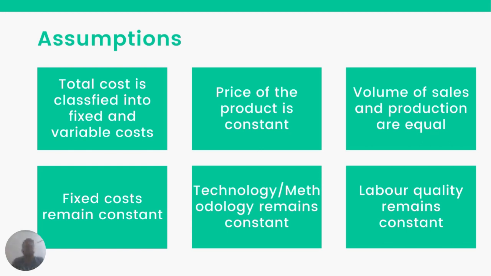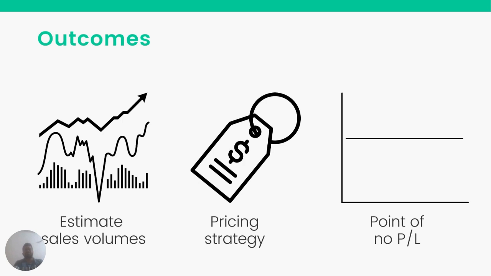And the labor quality remains constant, meaning that the efficiency with which employees work in order to achieve a certain amount of production is the same. So the employee efficiency, which can be variable, is not taken into account while setting the assumptions for break-even analysis.